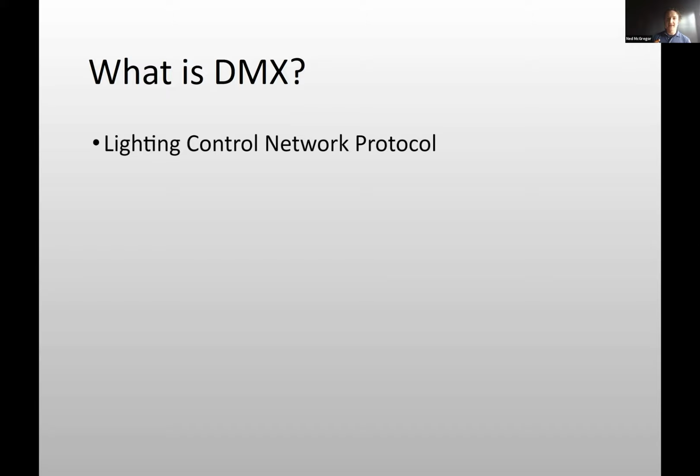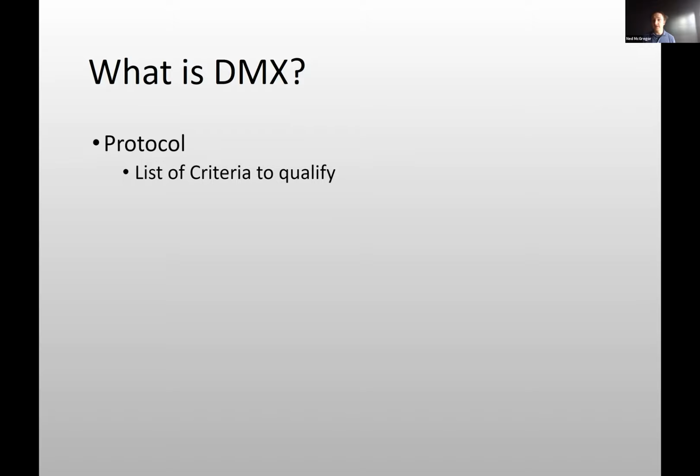DMX is a lighting control network protocol, which sounds like a lot. It sounds like a computer science kind of thing. But I just want to break that down a little bit. It's a pretty simple idea. It's just a complicated way of talking about it. So it's a protocol, it's a standard. There's a list of criteria to qualify to be a DMX device or a DMX cable. Any device that interacts with a DMX network has to have 5-pin connectors. You have to have 4 wires in 2 pairs in the cable itself. And there's a certain impedance that has to be present on the line.